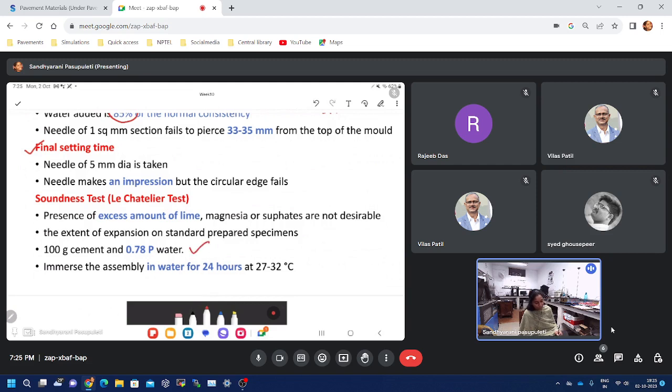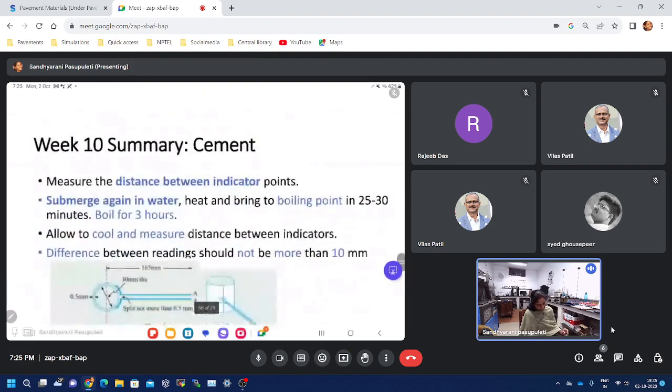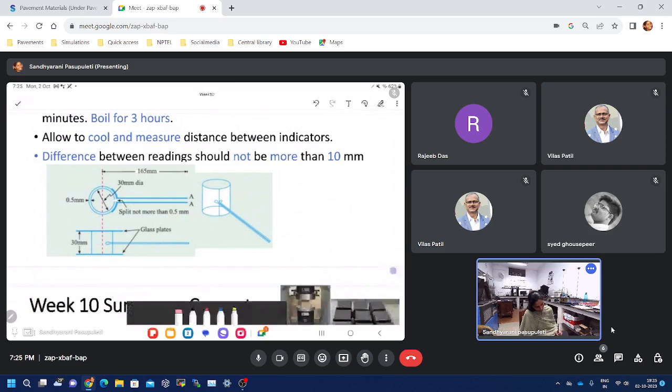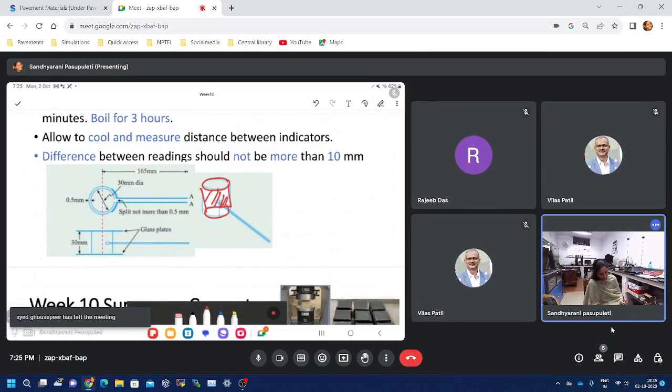Here the amount of water that needs to be added to the cement would be 0.78 of P. P is nothing but the normal consistency limit. So we make a cylindrical cement paste by adding 0.78 times of normal consistency water to the cement. We prepared the consistent cement paste. Let me show the apparatus. So this is the apparatus. Inside this I will keep my cement paste.